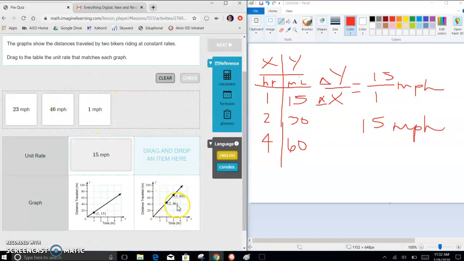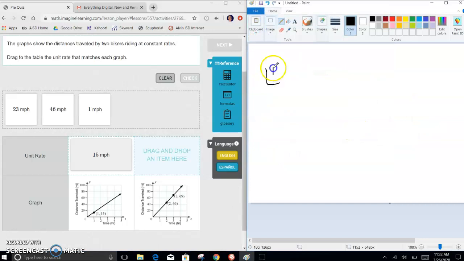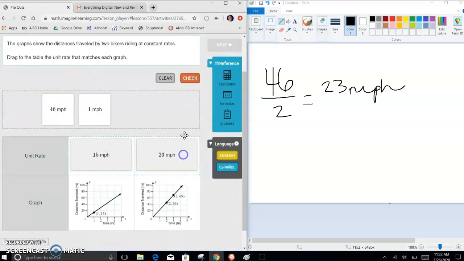Boom. This one over here is 46 to 2. Let's say 46 to 2. That's going to be 23 miles per hour. And all you have to do is divide here. 46 divided by 2. I just did that in my head though because that's simple mental math.